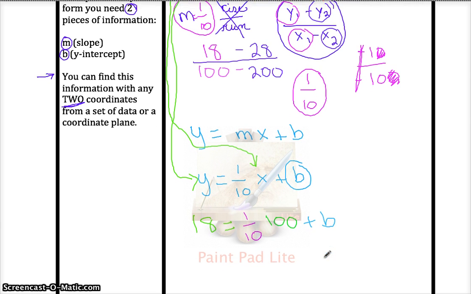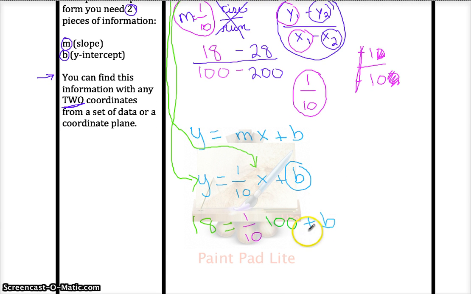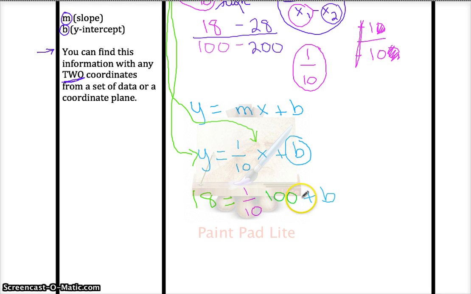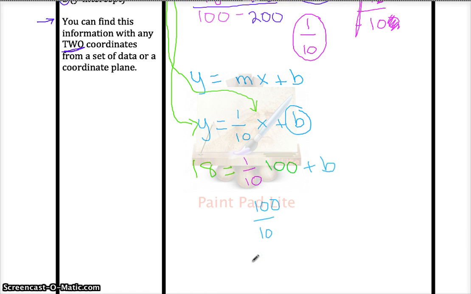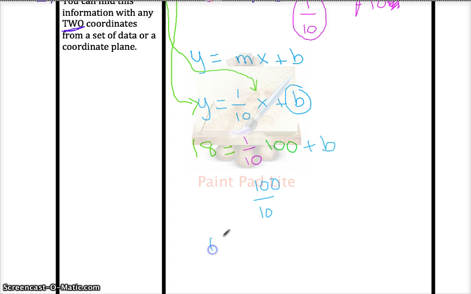Okay, so now I've got an equation. Now that I have this equation, this is just a standard equation that I can solve for b, because I only have one variable in it, right? So I just need to solve that. So it's 18 equals 1/10 times 100 plus b. So that will give me, let's solve it. 1 times 100 is 100 over 10, that just reduces to 10. So I've got 18 equals 10 plus b.